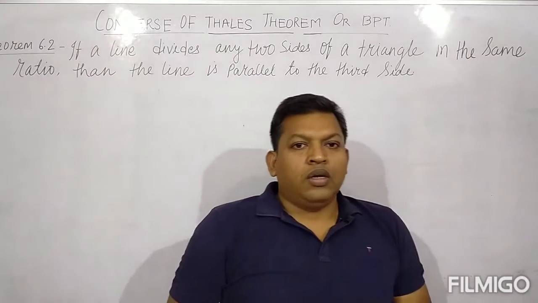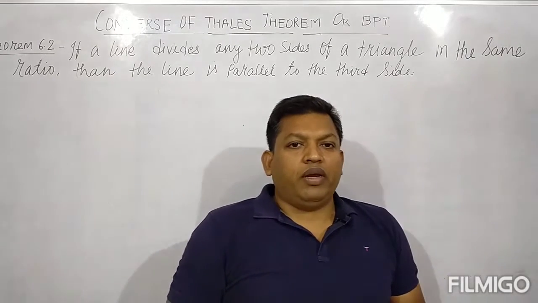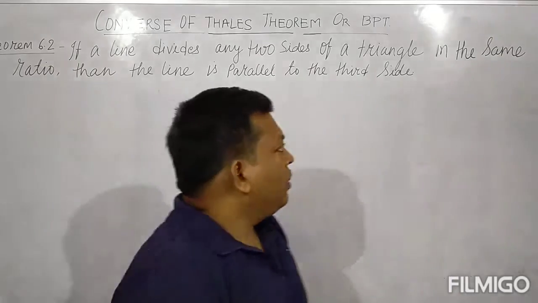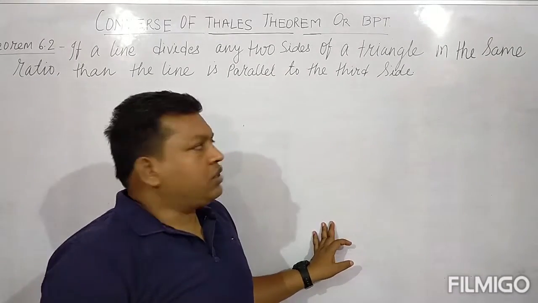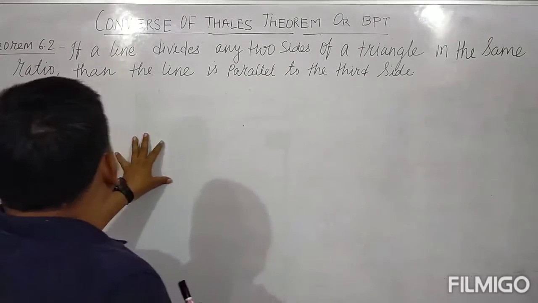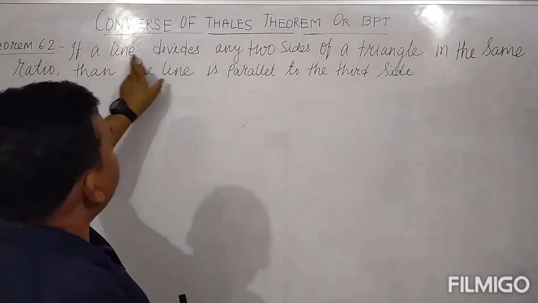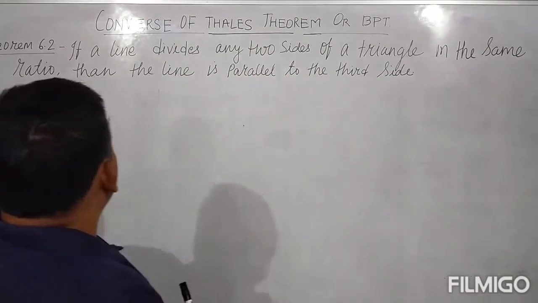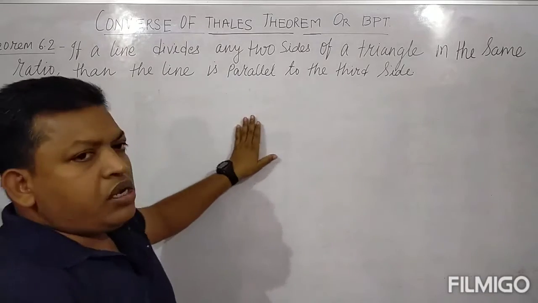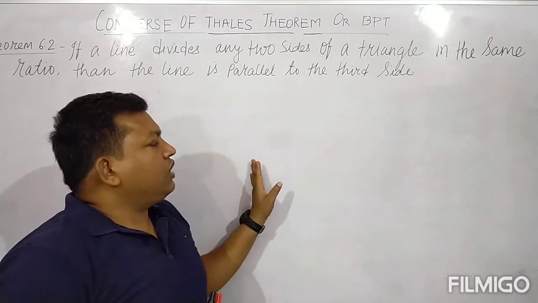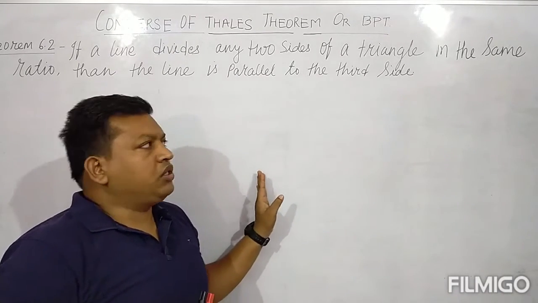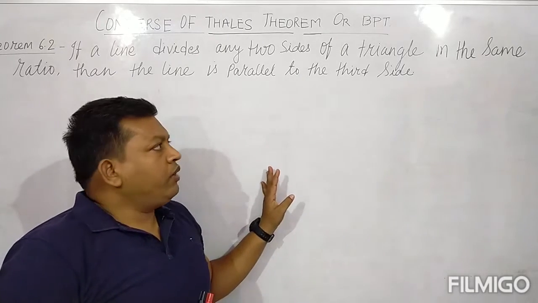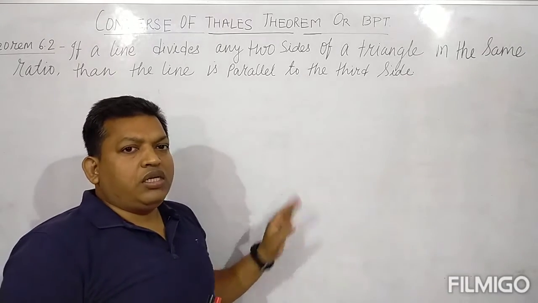Hello everyone. In this video, I will explain converse of Thales theorem. So let us start then. First is the statement. What is the statement saying? The statement is saying that if a line divides any two sides of a triangle in the same ratio, then the line is parallel to the third side. This is the statement of converse of Thales theorem. It is also called converse of BPT, means basic proportionality theorem.